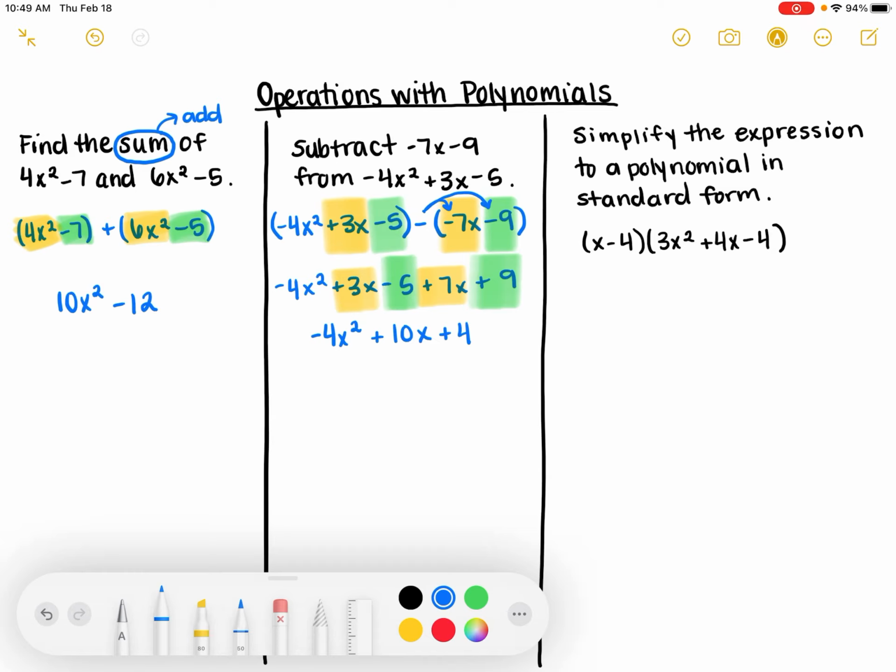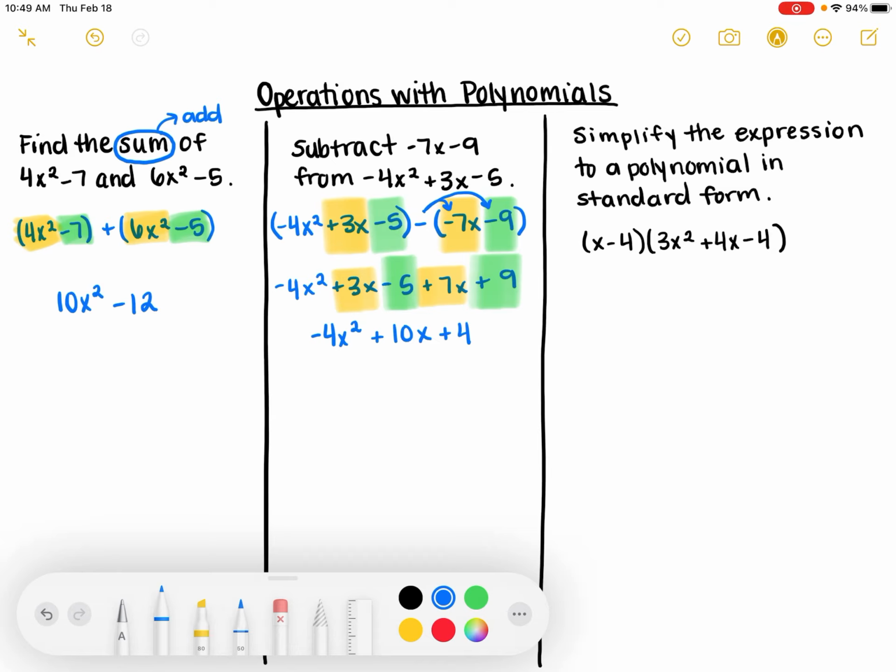Okay? Now I'm going to do one example of multiplying. So it says simplify the expression to a polynomial in standard form. Okay, this is x minus 4 times 3x squared plus 4x minus 4. So this time I'm multiplying. I've got a binomial in the front, so something with 2 terms, times a trinomial behind it, which is 3 terms. Now this is where I have to make sure I'm double distributing.